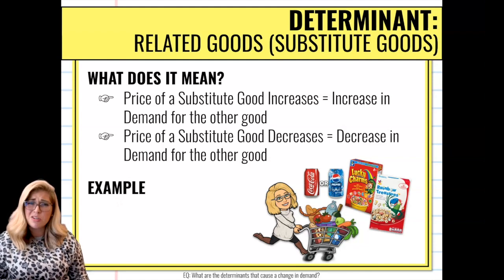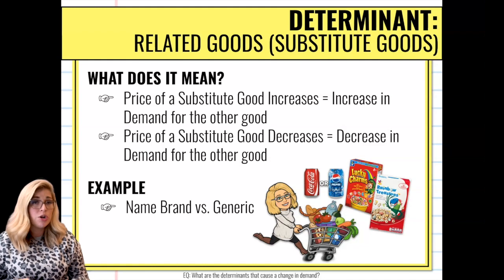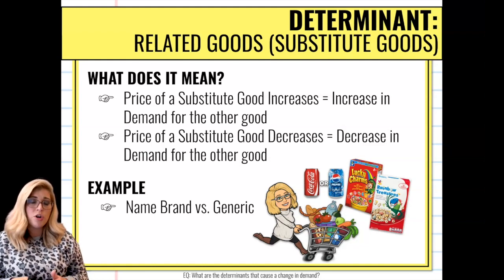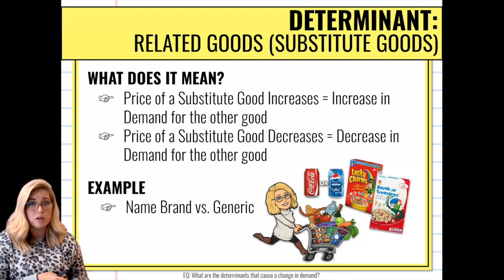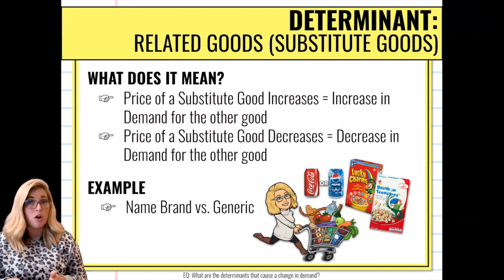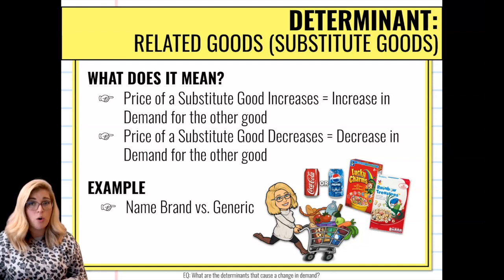So what's a substitute good? Substitute goods could be name brand versus generic. A substitute good is one that you substitute in place of another. So again, name brand versus generic, or, as you can see on here, Coke versus Pepsi, rival brands. You want to think about something that you could replace it with.